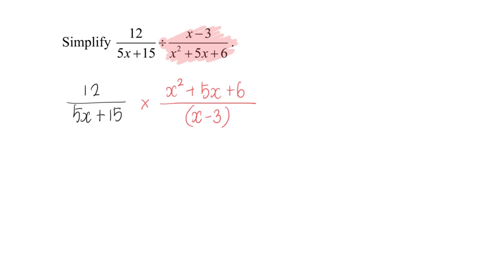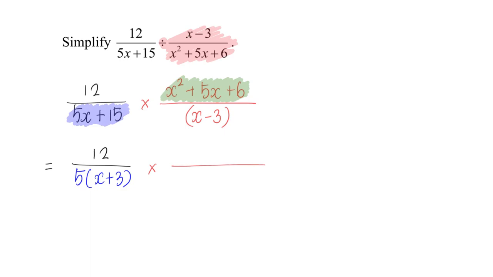Next thing, if I can factorize, I factorize, and I see that there are two: one numerator and one denominator that I could factorize. Okay, so let's do the easy one first. This one I could take out common factor. I'm left with x plus 3.